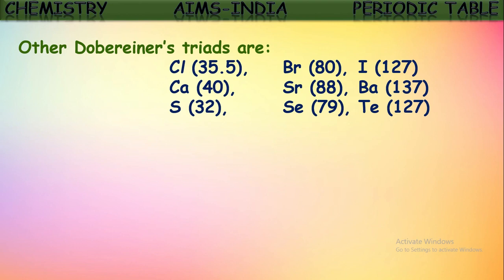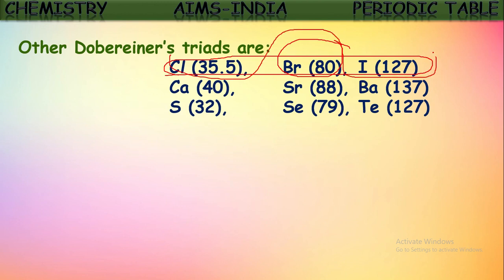Here we can see some more triads from Dobereiner's classification. Chlorine, bromine, iodine is one set of three elements which have similar chemical properties. These three are written in the increasing order of their atomic masses. Now the atomic mass of bromine is equal to the arithmetic mean of the atomic masses of the other two elements. In the same way, calcium, strontium, barium is one triad. Sulfur, selenium and tellurium is one more triad.